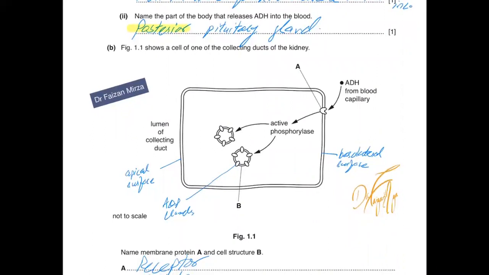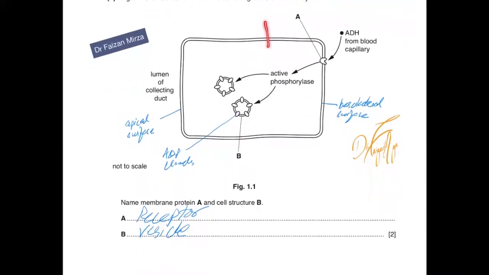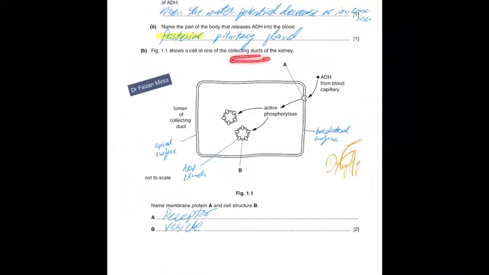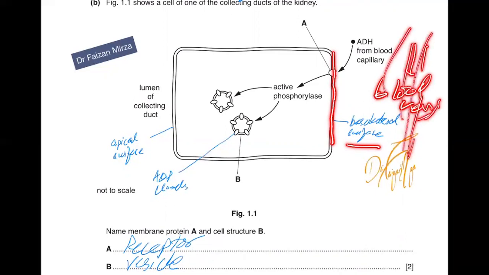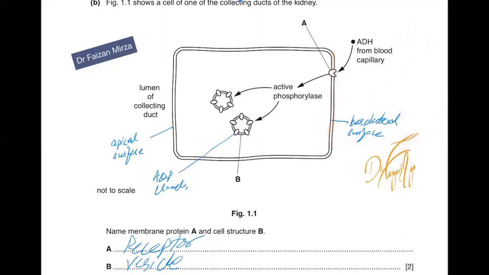Figure 1.1 shows cells of one of the collecting ducts of the kidney. We know the collecting duct cells are water impermeable, and they must allow ADH to attach. Let's just work on this figure first. This is the membrane, and this must be a basolateral surface. The basolateral surface is the surface which is next to a blood vessel. So the blood vessel must be somewhere here, supplying blood from here, and the membrane here has a receptor for ADH. Whereas the opposite surface is the apical surface. The apical surface of the cell will always face the lumen of the duct.